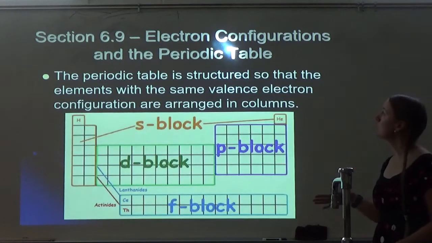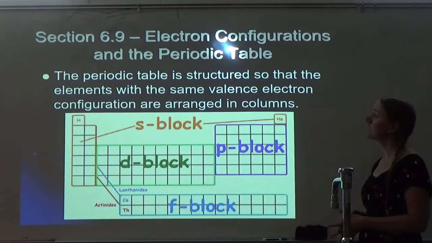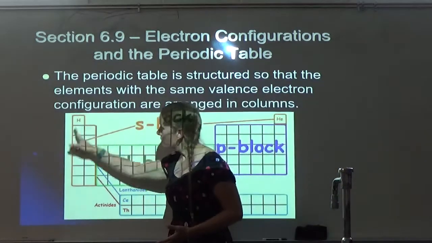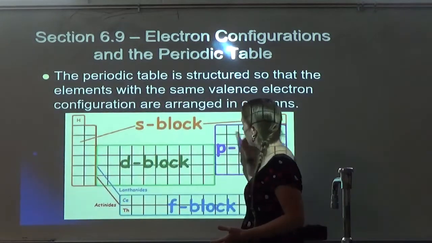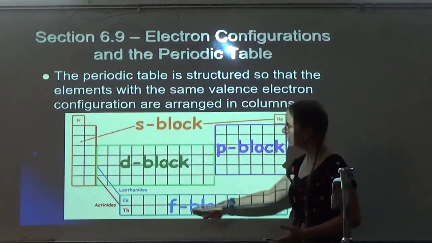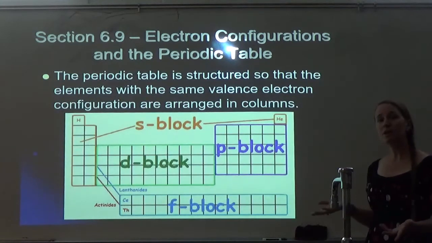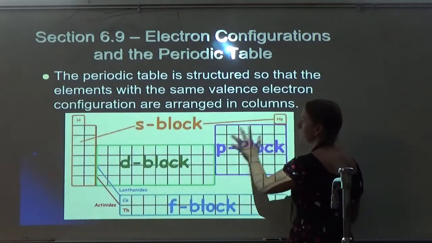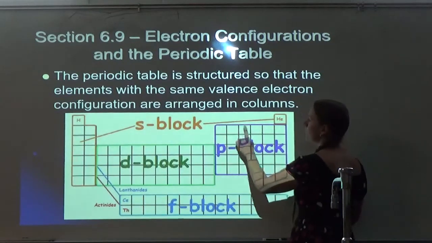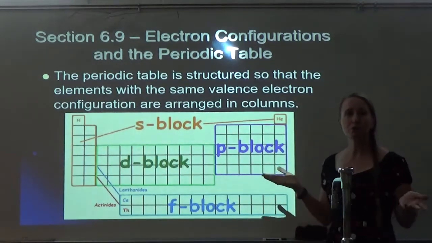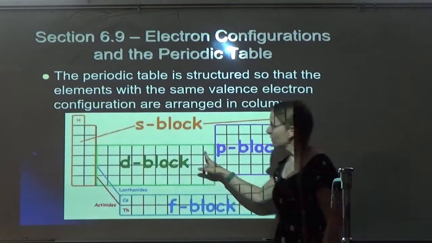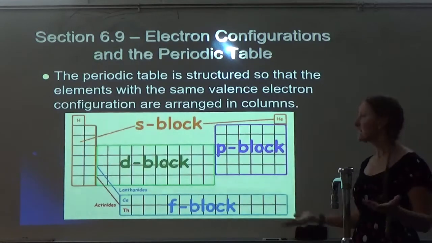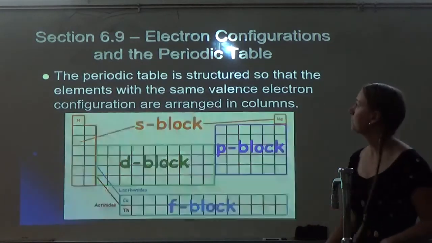The periodic table is structured so that the elements with the same valence electrons are arranged in columns. As we already know, these are where our S sublevels are. Our P is over here, our D is in the middle, and F is at the bottom. If you ever forget where one of them is, you can just count the elements. Say I wasn't sure if this was P or D, I can say 1, 2, 3, 4, 5, 6, which sublevel holds 6 electrons? P. And of course D, if you count across, it's 10, and F, it's 14. So that's an easy way to keep them straight.